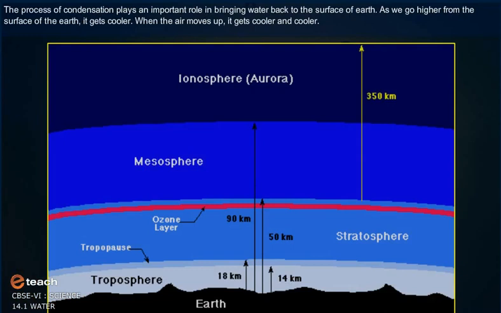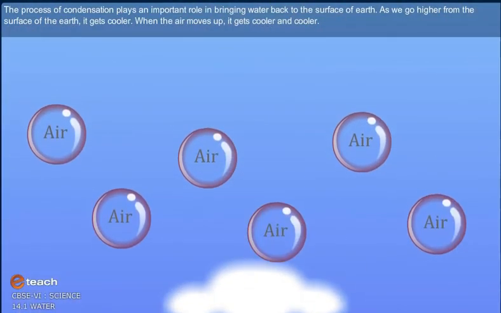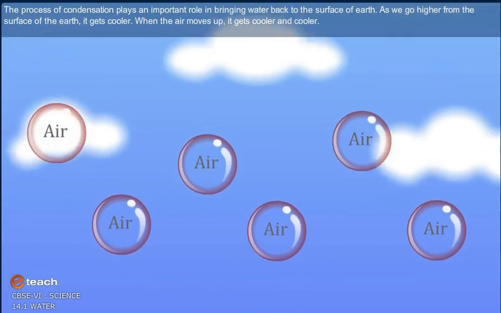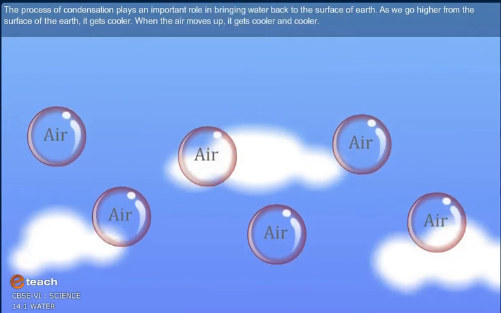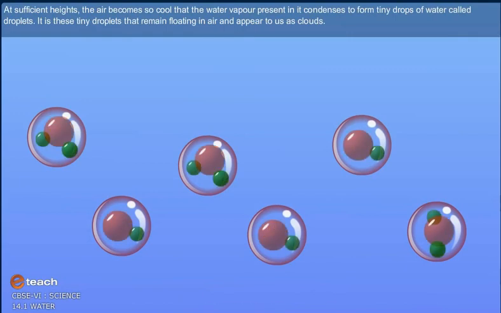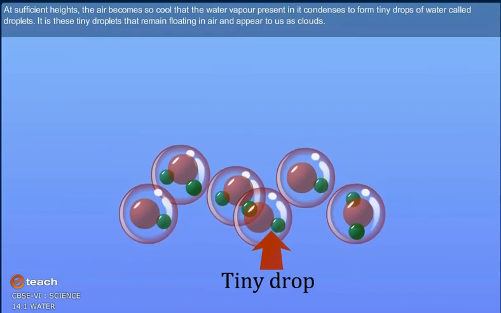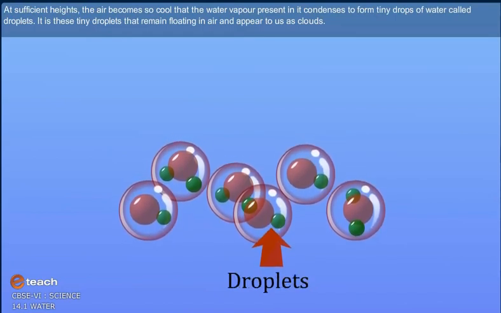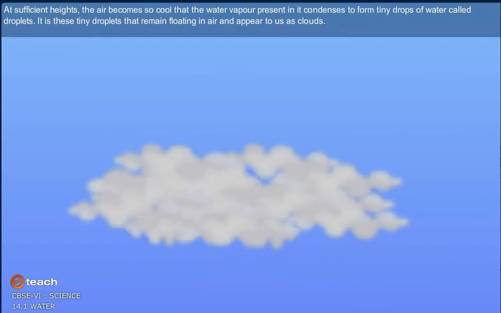The process of condensation plays an important role in bringing water back to the surface of the earth. As we go higher from the surface of the earth, it gets cooler. When the air moves up, it gets cooler and cooler. At sufficient heights, the air becomes so cool that the water vapor present in it condenses to form tiny drops of water called droplets. It is these tiny droplets that remain floating in air and appear to us as clouds.